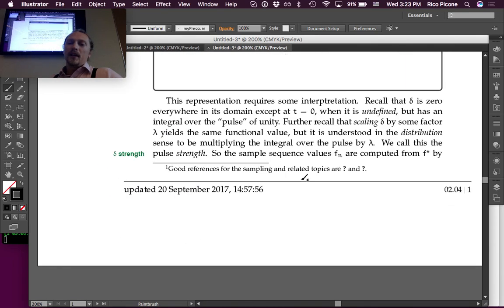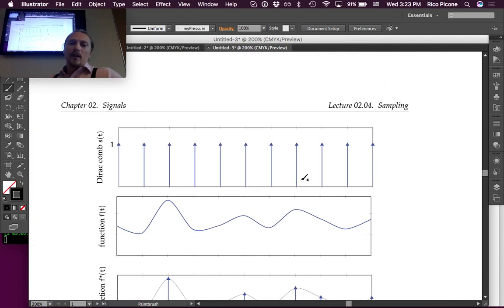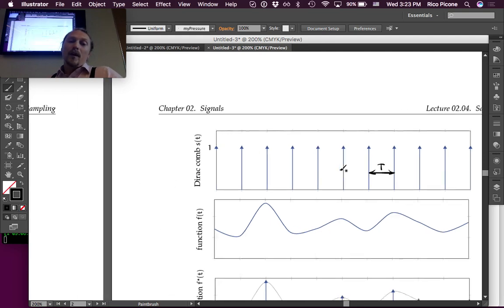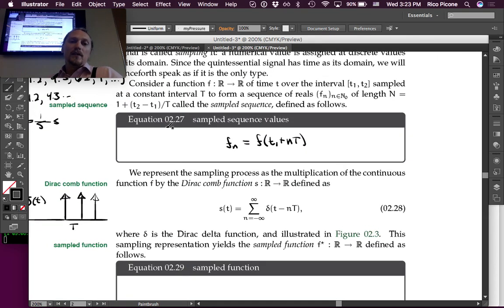So we illustrated it in figure 2.3, on the next page here. This top figure is the Dirac comb function. It's just a bunch of these Dirac deltas spaced out by T, the sampling period. And you might ask yourself, why are we doing this? Equation 2.27 was so intuitive. We totally got that. Why are we talking now about these weird distributions, these Dirac deltas that don't have a value, but there's an integral?